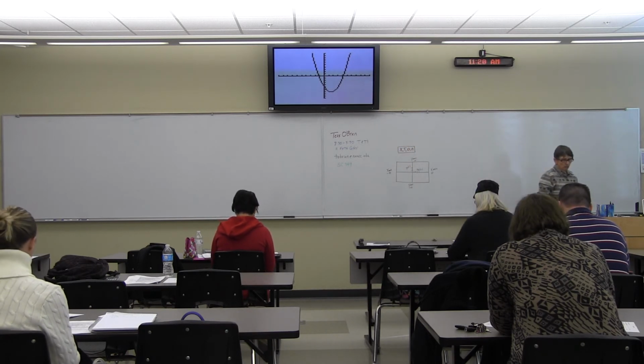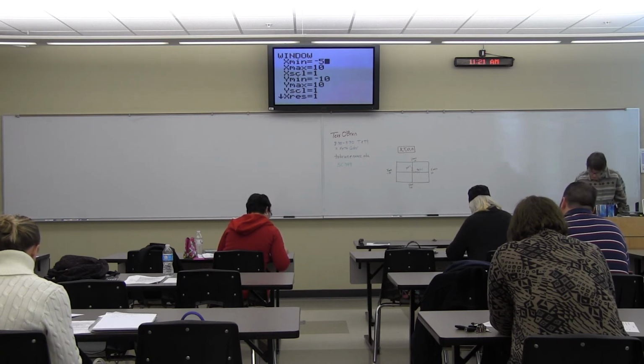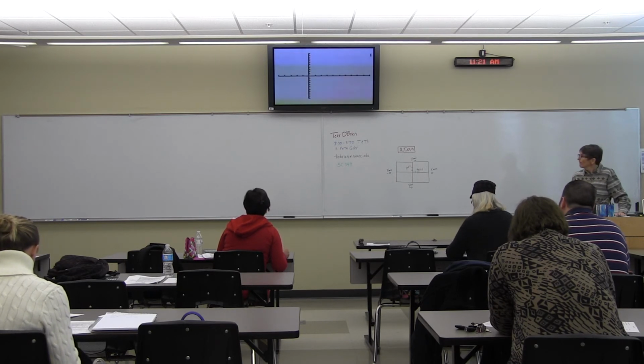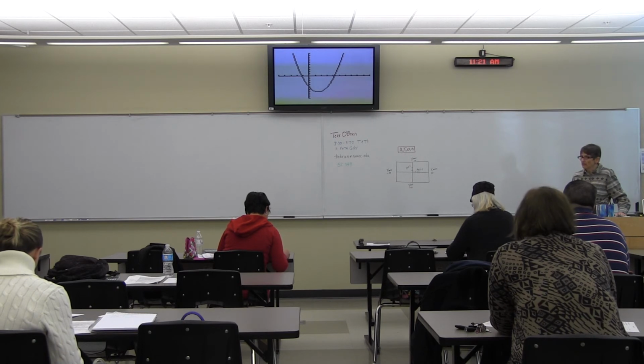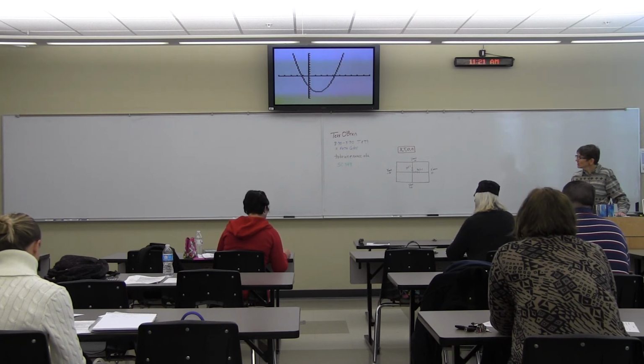Let's hit window. And let's change our X min to -5. And we're going to leave everything else the same. And hit graph. So change X min to -5. And then I guess just hit graph. So it's a little more centered and it looks just a little bit larger.